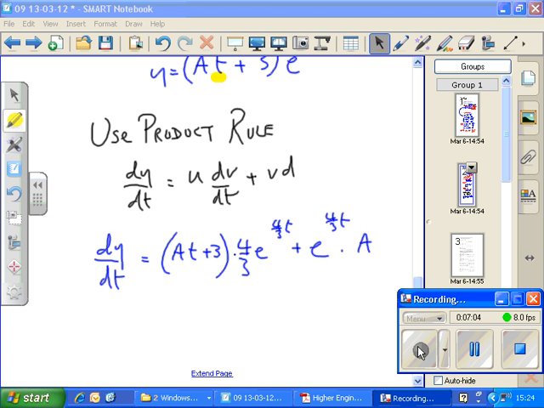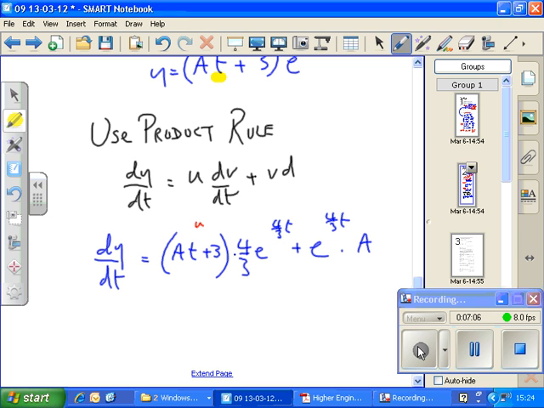To make it easier to understand, that's the first bit, u, that's dv by dt, that's the second bit, v, and that's du by dt. So you can see them there, but you wouldn't necessarily write those down as red letters.